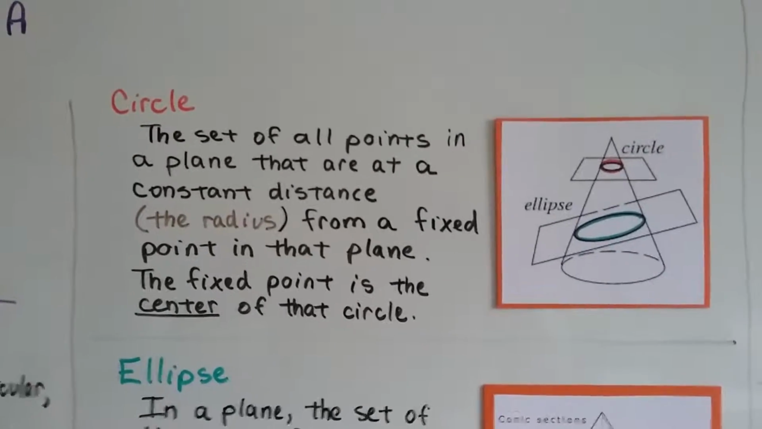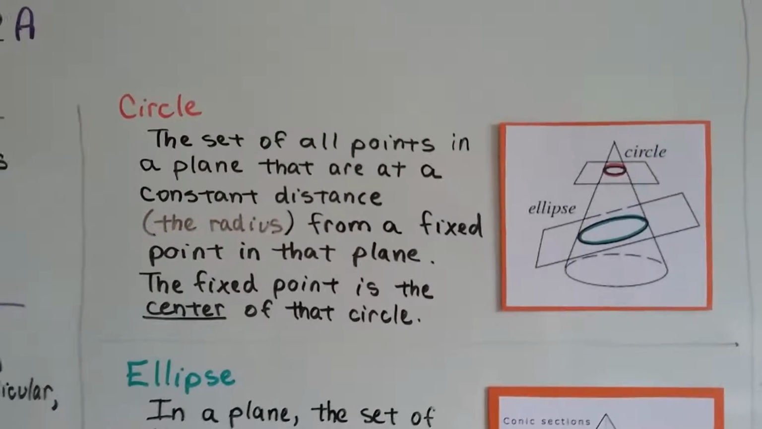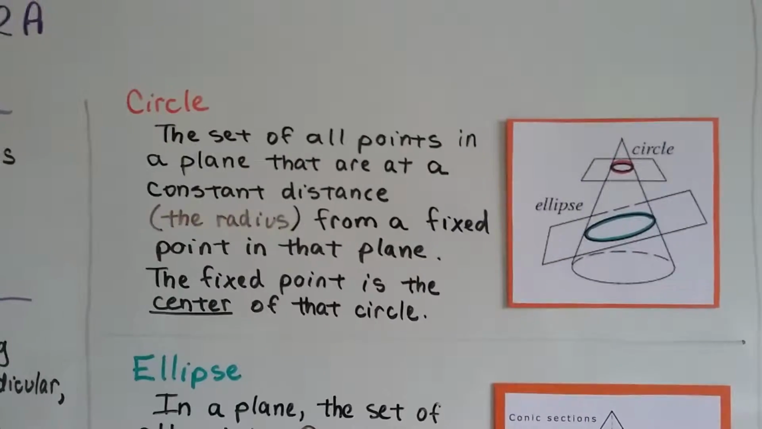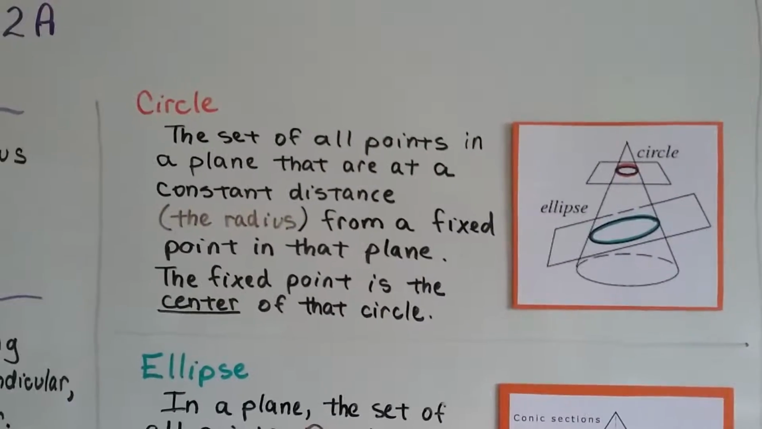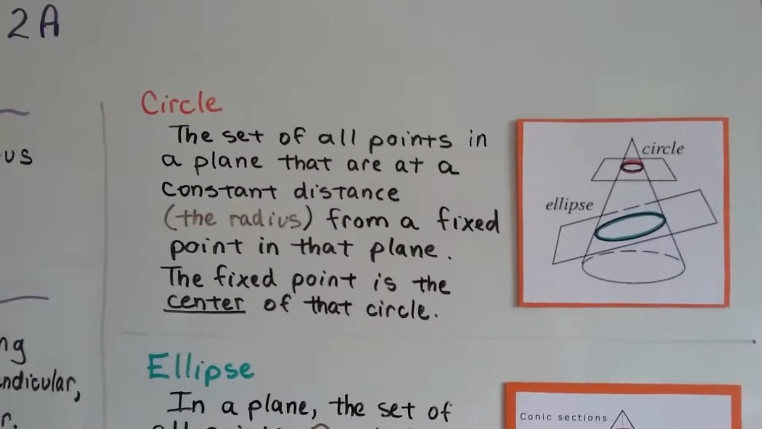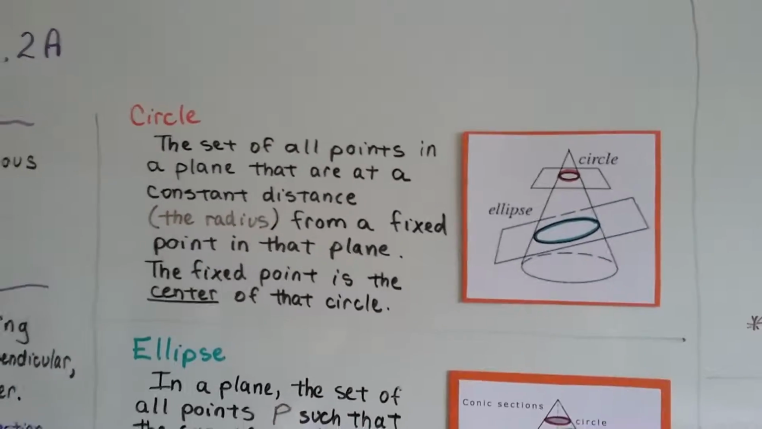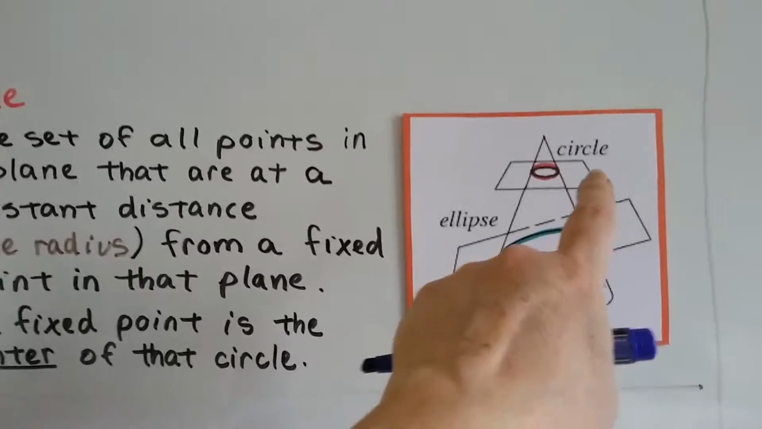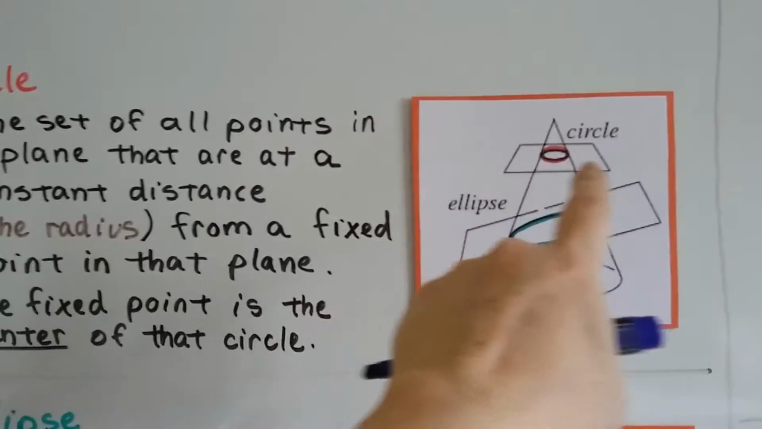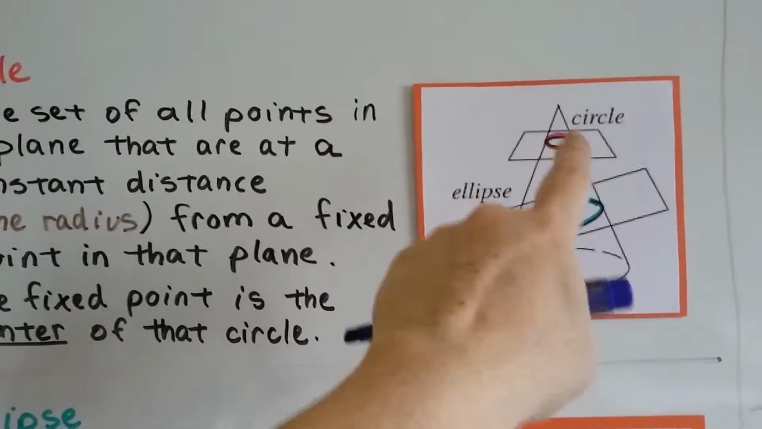So a circle, we know what a circle is, right? It's the set of all points in a plane that are at a constant distance, the radius, from a fixed point in that plane. And the fixed point is the center of that circle. So if we took a plane and sliced it through the cone, we'd have a little circle there. See?